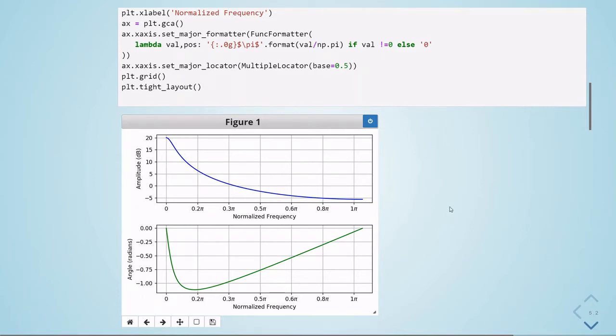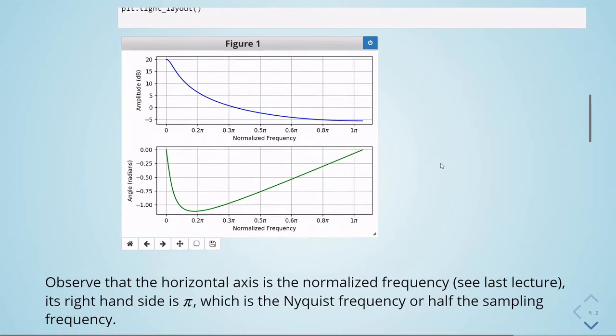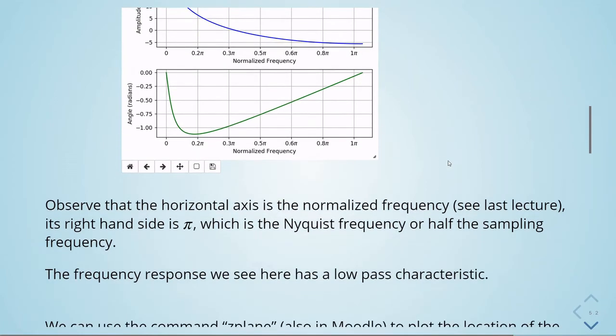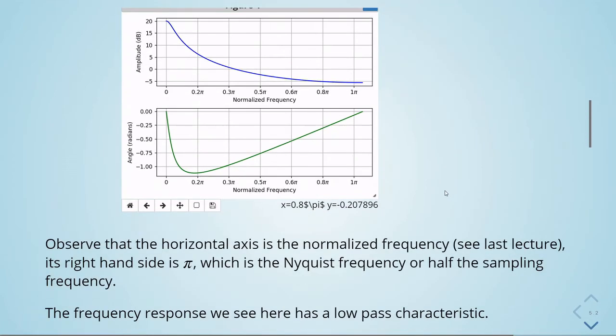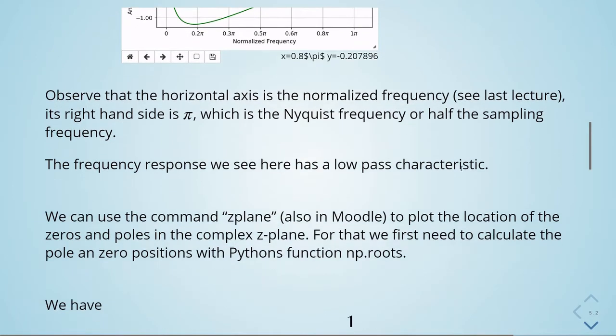And we have here the magnitude and phase of our digital filter, and we can see that it has a low pass characteristic. Here in the horizontal axis we have the normalized frequency, so it goes from 0 to pi, where pi is the Nyquist frequency, or half the sampling frequency. So it's clear here that this frequency response has a low pass characteristic.